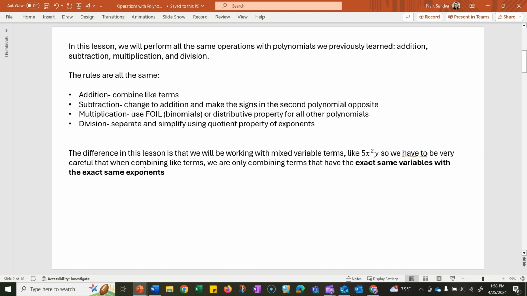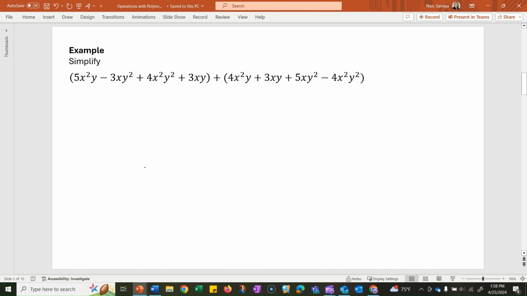But what's different in this lesson is that we're going to be working with mixed variables terms. So like 5x squared y. So the most important thing to remember is that you have to be very careful when you're combining like terms that you're only combining terms that have the exact same variables and the exact same exponents. So let's look at some examples.